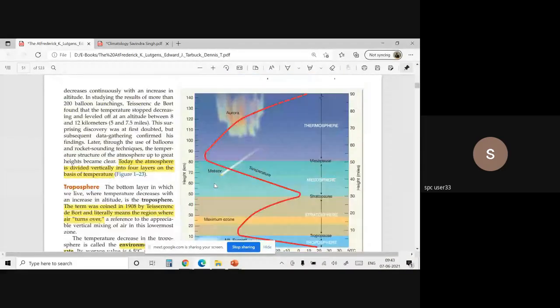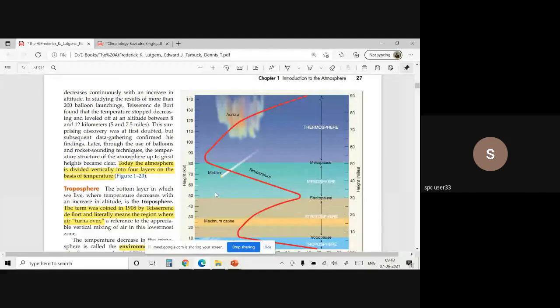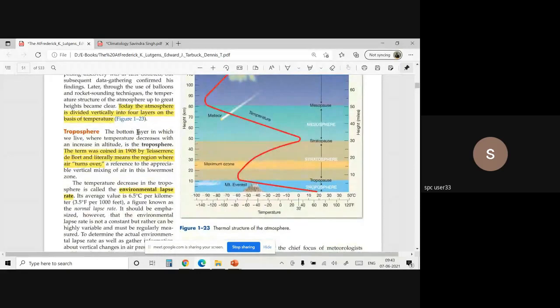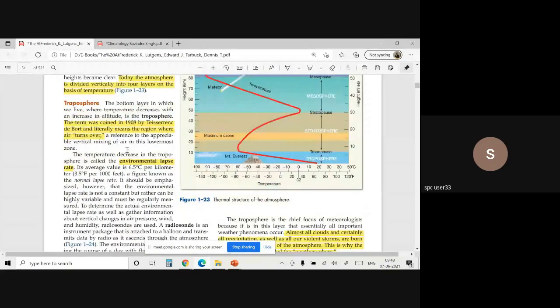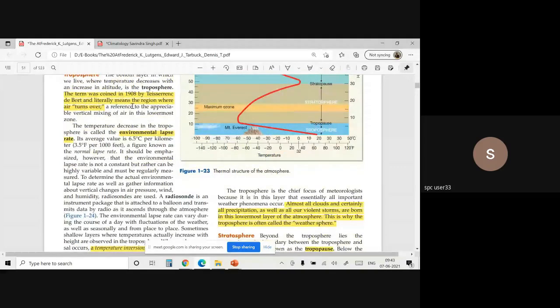Okay, we'll revise a few things. What I've done is, from a reference book, I have basically taken up and highlighted a few things. The atmosphere is divided vertically into four layers on the basis of the temperature. The troposphere term was coined in 1908. So you'll see that the study of the troposphere is merely 115 years old.